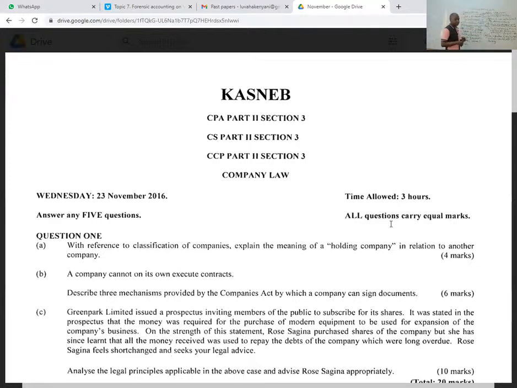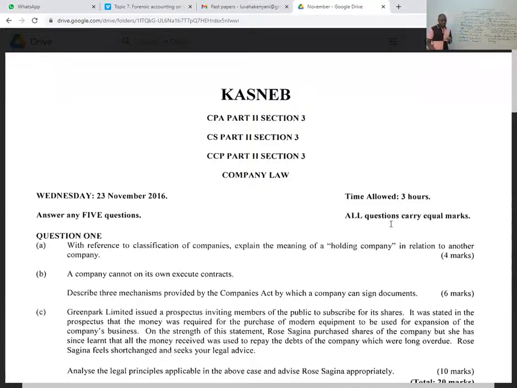So part B: a company cannot on its own execute contracts. Describe three mechanisms provided by the Companies Act by which a company can sign documents. So we say a company is an artificial person. You can remember very well under characteristics of a company. We say part of the characteristics, a company is an artificial person. A company is a man-made person.